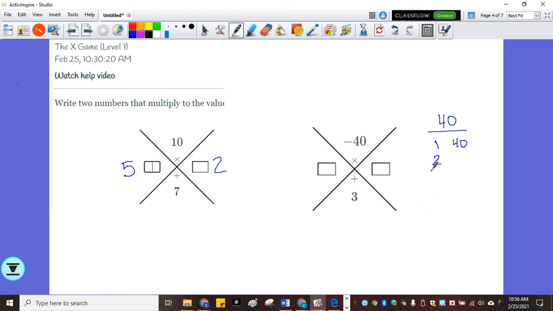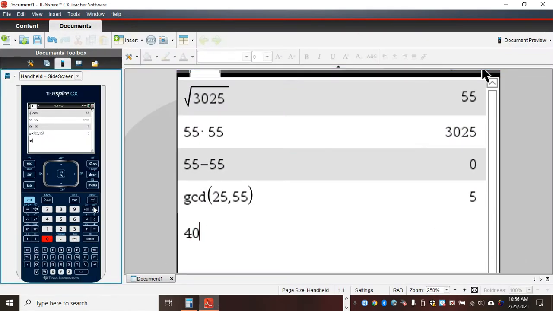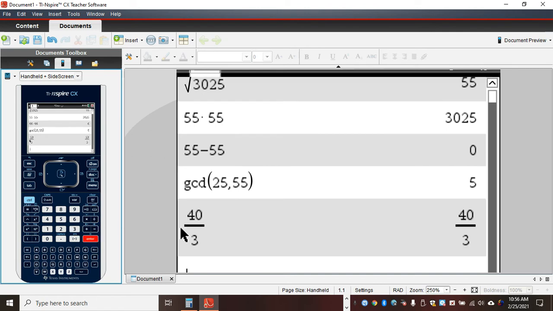So 1 and 40, 2 and 20. Does 3 go into it? No, it doesn't. And on this calculator, because I know some of you are just starting to use this calculator, if you're dividing by 3 to see if it goes into it, and it cuts to another fraction, that means it doesn't.